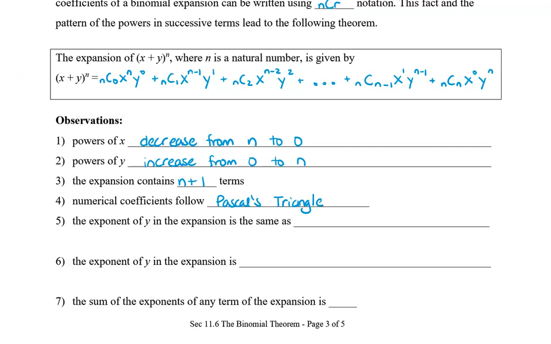The exponent of y in the expansion is the same as r in nCr. For example, if we have nCr, x is to the power of n minus r, and then y is to the power of r, so that these are the same. That's helpful when you're writing and expanding. The exponent of y in the expansion is also 1 less than the term position.